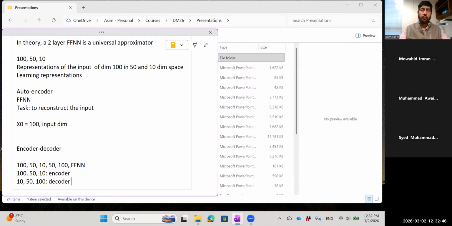In other words, जो ऊपर मैंने पूरा नेटवर्क लिखा है 50, 10, 50 एंड 100, कितने लेयर्स होंगे? 50 एक है, 10 दो है, फिर 50 तीन है, और 100 चार है. So that's a 4 layer feed forward neural network. ठीक है?